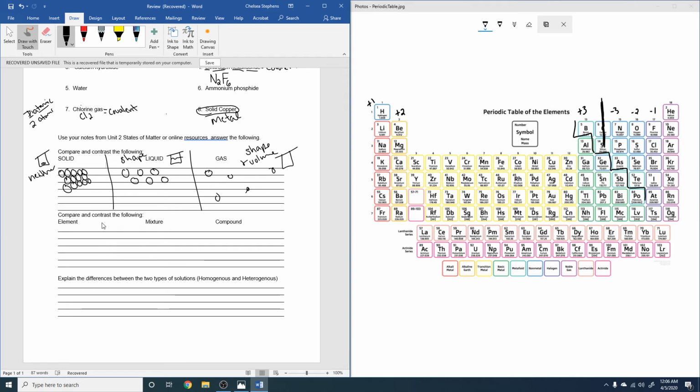Compare and contrast the following: element, mixture, compound. So element is really self-explanatory. Okay, it's literally if it is on the periodic table and it's not bound with anything else, it's an element. So if I have carbon, it is an element. If I have 17 carbons, it's still an element. If I have diamond, which is made up solely of carbons, it's still an element.